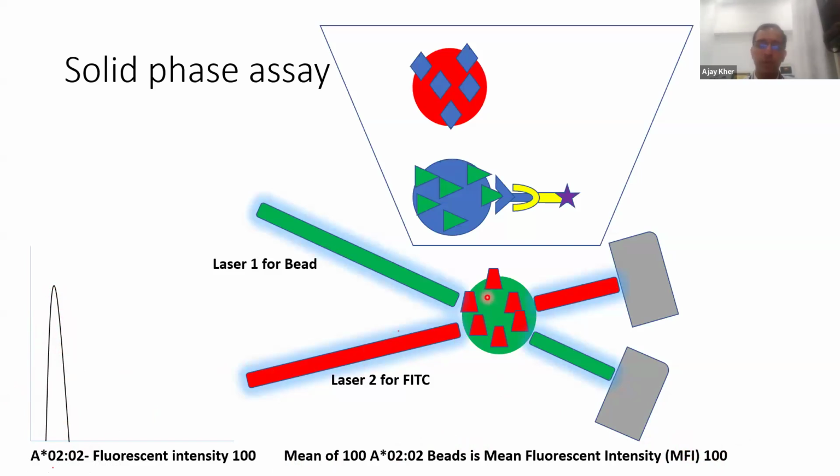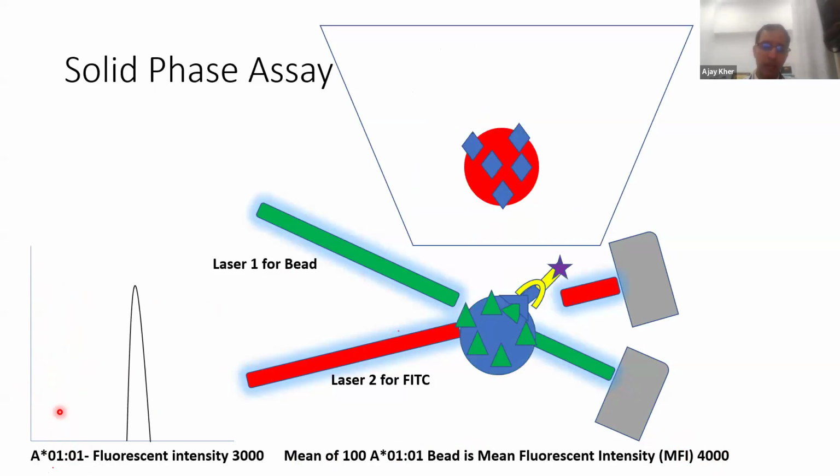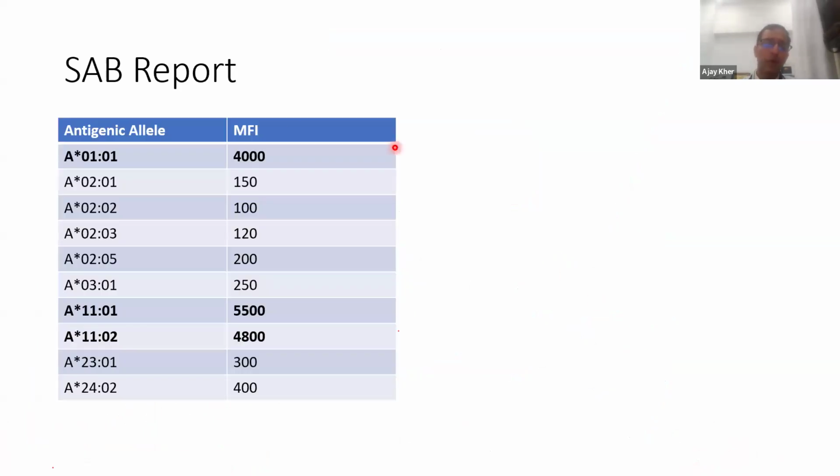And so that average is why you have this curve. Otherwise, it would be just a single line if it was one bead. So this curve is because you're averaging and making a bell-shaped curve for all the 100 beads. Then the next one goes in, and because now this is fluorescent, you have this bell-shaped curve, which is significantly shifted here, and the mean fluorescent intensity is 4,000. So maybe for this bead it's 3,000, but the mean across 100 beads may be 4,000. And then you get this report, which will have the different alleles and the MFI values for all those alleles.